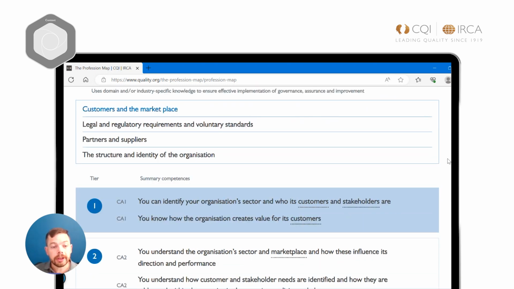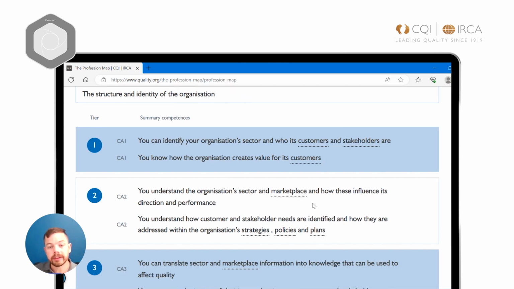In terms of looking at the profession map here in Tier 1, I can quite clearly identify my organization's customers: those food producers, other stakeholders, the retailers, and also how the organization creates value. We produce a product that means the food producers can get food onto the shelves in the retailers that has a shelf life, is protected, and is able to be consumed.